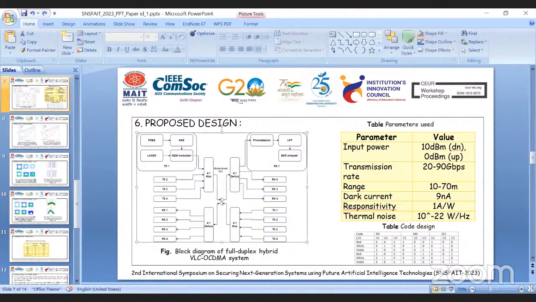Definitely, this is my proposed design. In this proposed design, I have just. You have explained that, let us move to the next.